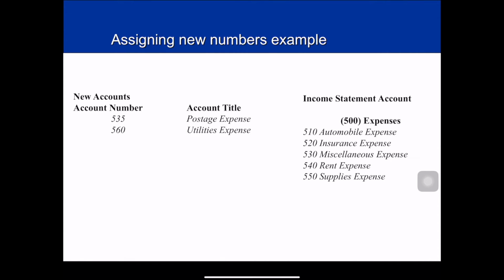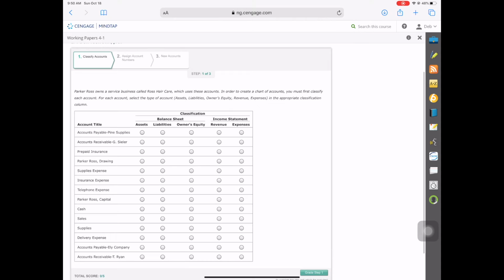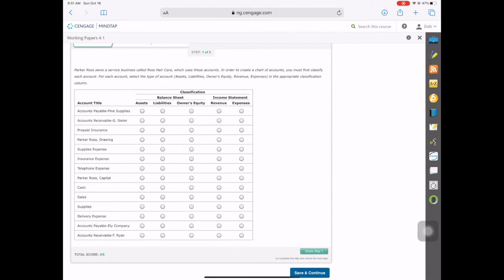Next, I'm going to show you an example of the work together and how to do that. Okay, on step 1 of Working Papers 401, it says Parker Ross owns a service business called Ross Hair Care, and it uses these accounts. In order to create a chart of accounts, you must first classify each one. Accounts payable, that is a liability. Accounts receivable, an asset. Prepaid insurance is an asset. Your drawing account would be owner's equity.